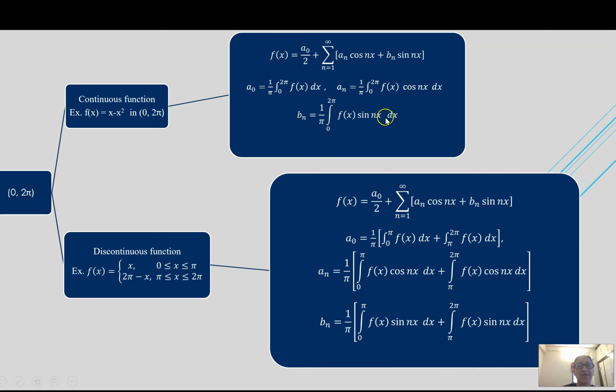In all these three formulae, if you observe, the lower limit is the lower value of this interval and the upper limit is the upper value of this interval. So 0 will be the lower limit, 2 pi will be the upper limit. Using these formulae we have to find the values of a0, an and bn. After getting the values, you have to substitute the values of a0, an, bn in this formula of f(x) to get the Fourier series.